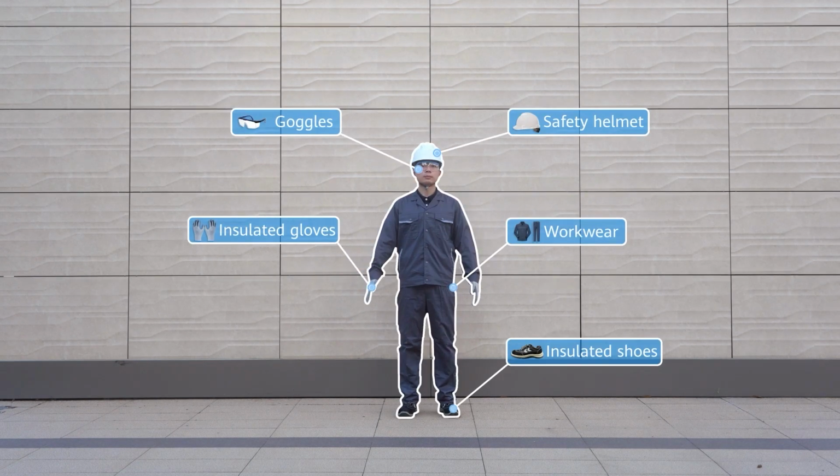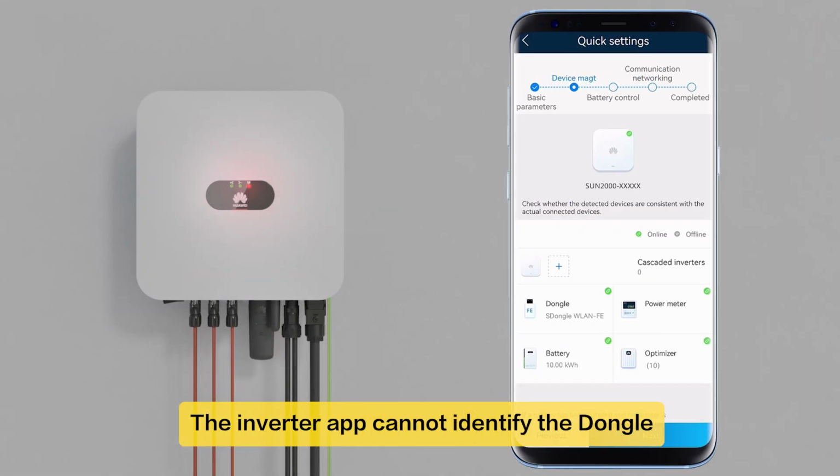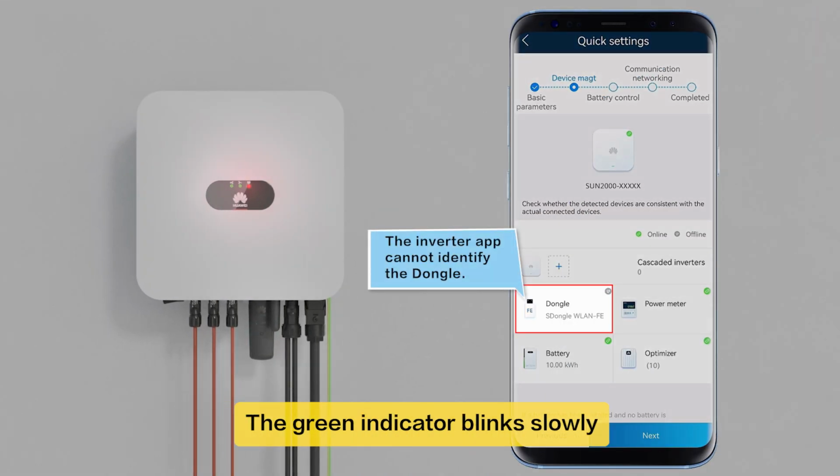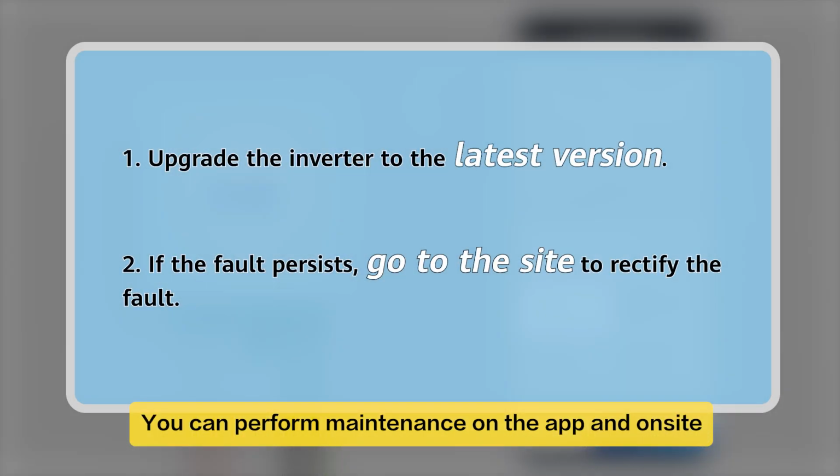Preparations for maintenance. Inverter communication LED abnormal. The inverter app cannot identify the dongle. The green indicator blinks slowly. What should I do? You can perform maintenance on the app and on site.